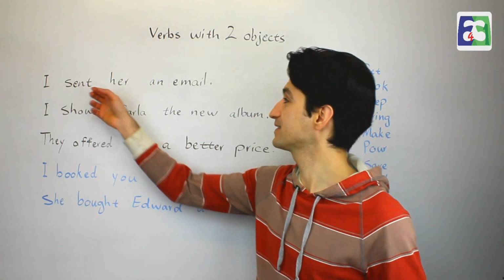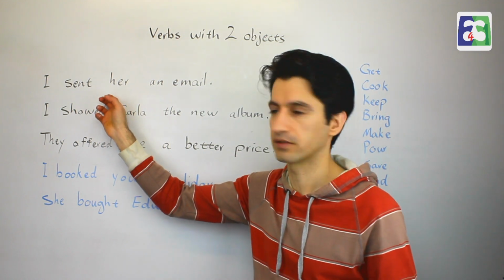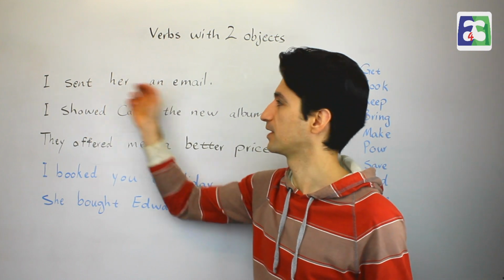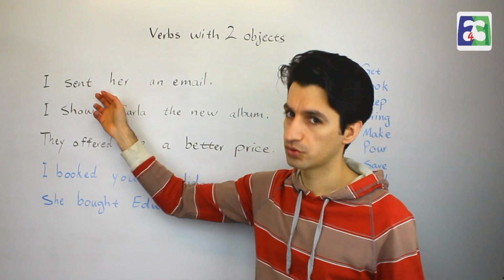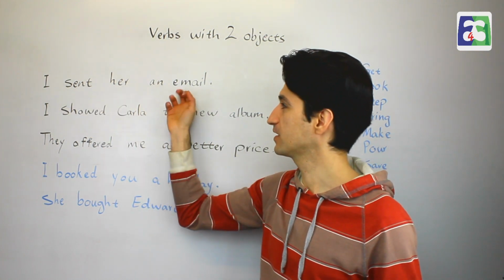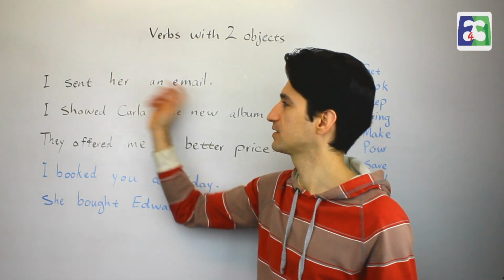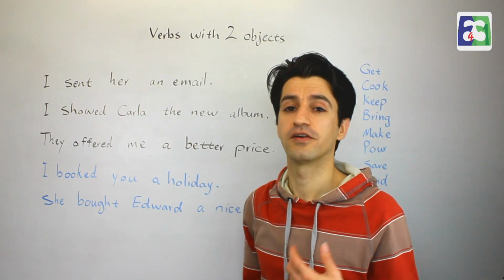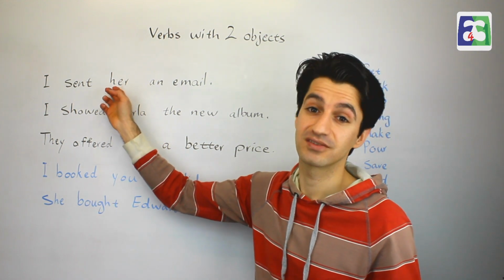Okay, I sent an email her. No, I can't say I sent an email her. I can say I sent her an email, but I can't say I sent an email her. I need to add to. I sent an email to her. Okay, so send something to somebody. If I like to mention the direct object first, then I have to bring the indirect object into my sentence after to.